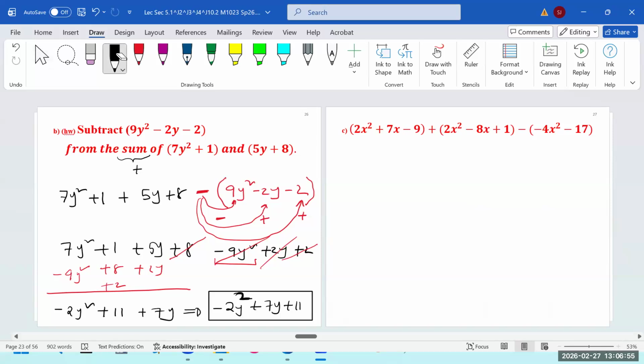I am planning to give at least one of these in the exam, where you're going to add and subtract polynomials. And only one of these will do that. Only one.